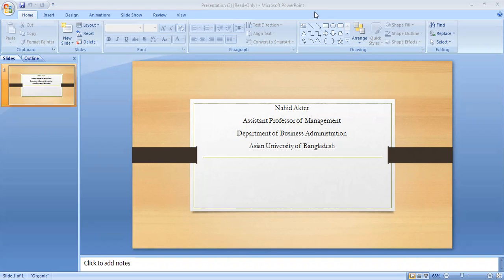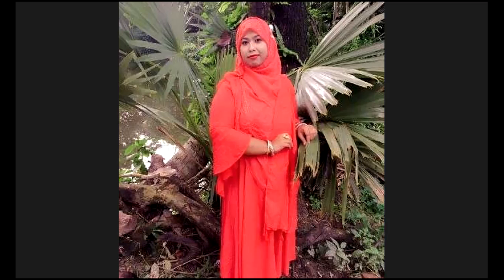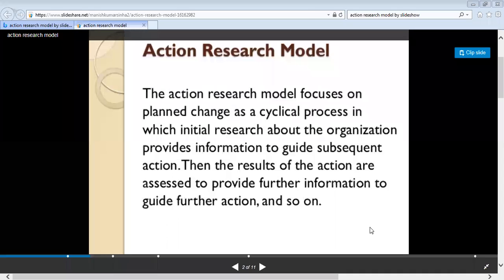Today I am going to talk about a very important topic, that is the action research model. This topic is from the course of Organizational Development. First of all, we will know what the action research model is.